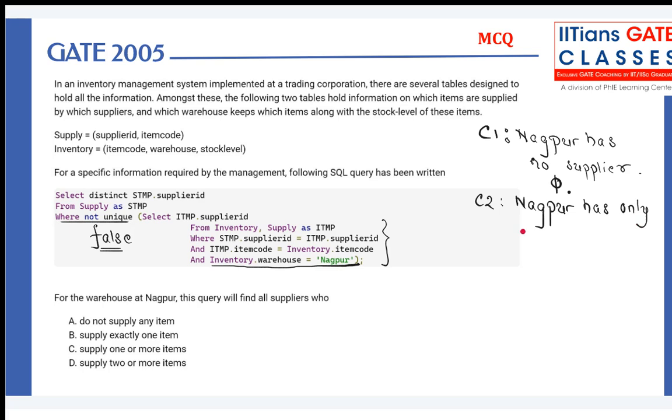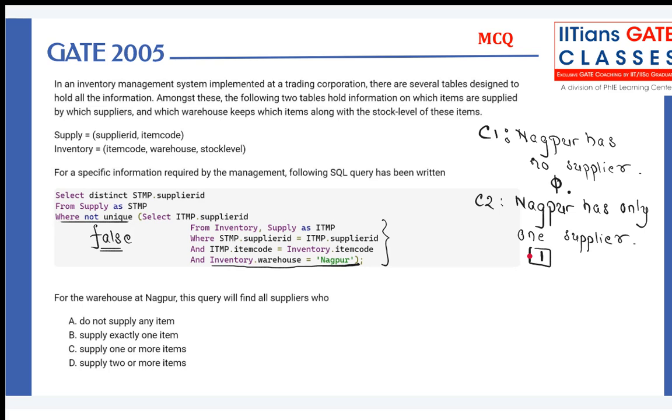So what would have been the inner query result in this case? Nagpur has only one supplier. What would the inner query's result have been? How many rows would have been returned in the inner query? Just one. Very good, guys. Very good. Just one.